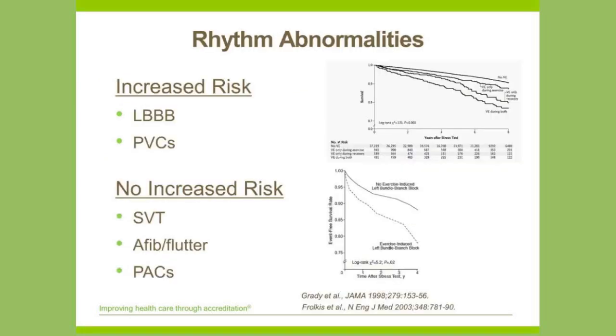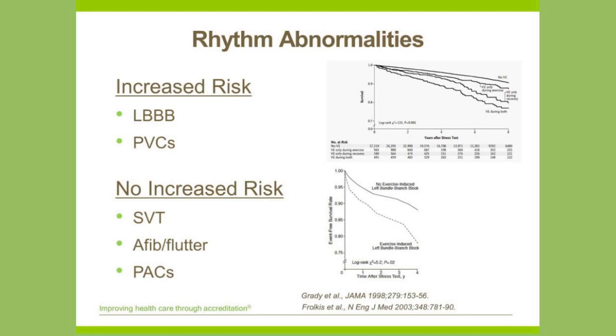So if we look at the risk of abnormalities determined on stress testing, we can see that having an exercise-induced left bundle or PVCs both have prognostic significance, whereas SVT, AFib, and PACs do not indicate a higher risk of ischemia or of downstream prognosis from an exercise stress standpoint.